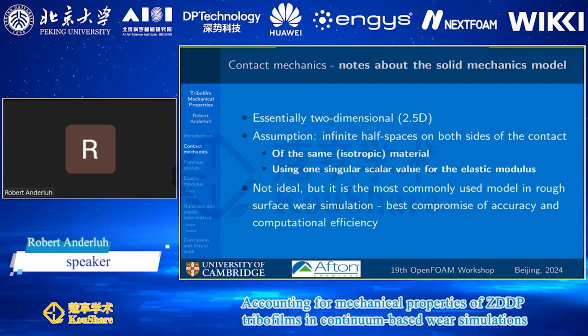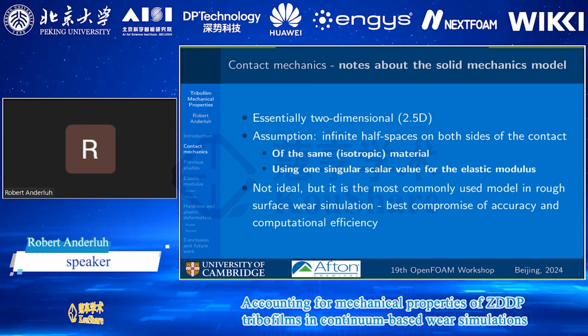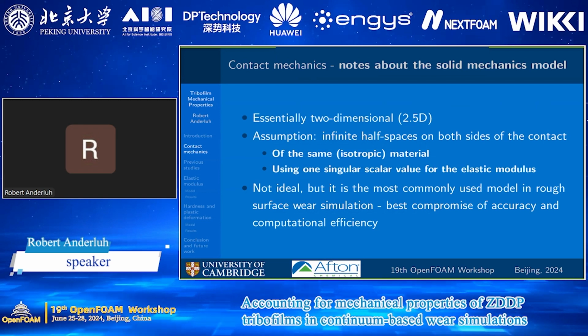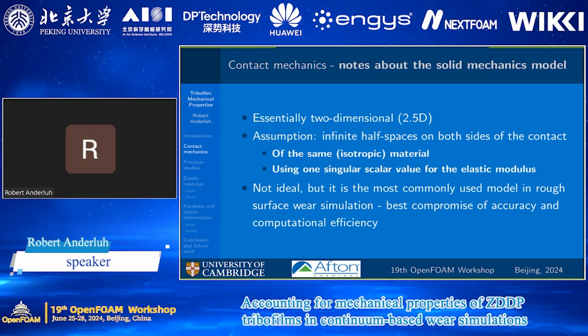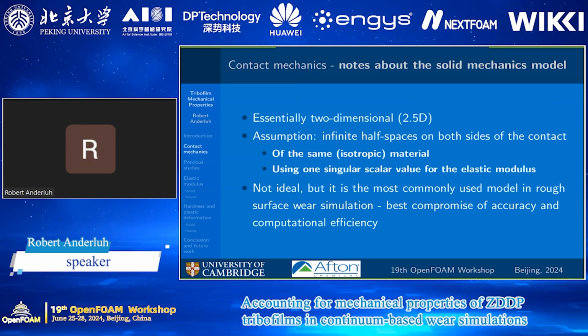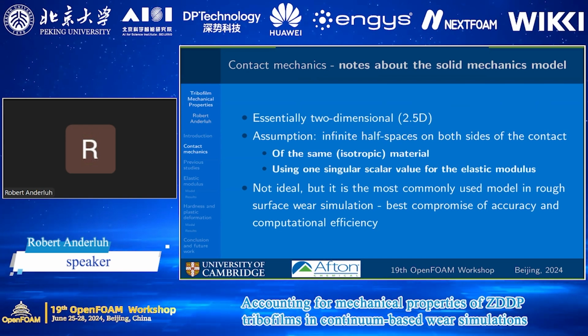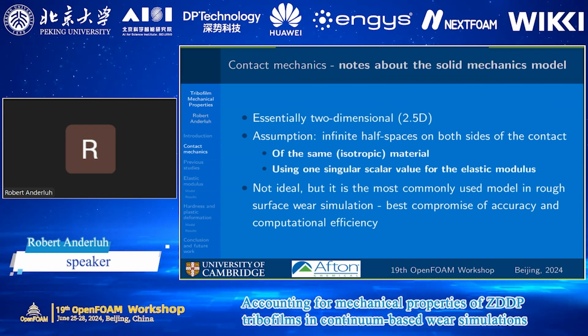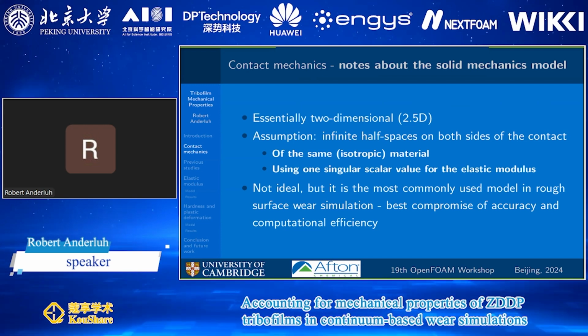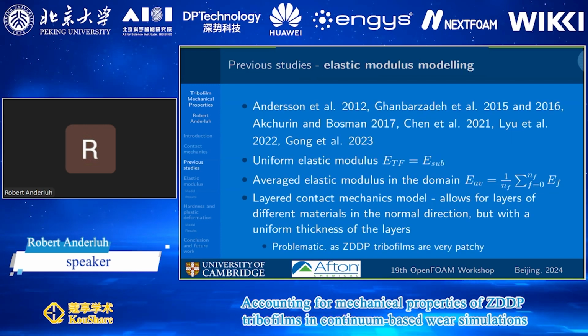The tribofilms are highly patchy, the elastic modulus can vary a lot, and so can the hardness along the tribofilms, etc. But this is not the deal. However, this is the most commonly used model in rough surface wear simulation because it is the best compromise currently of accuracy and computational efficiency. So let's see if we can go around this issue somehow.